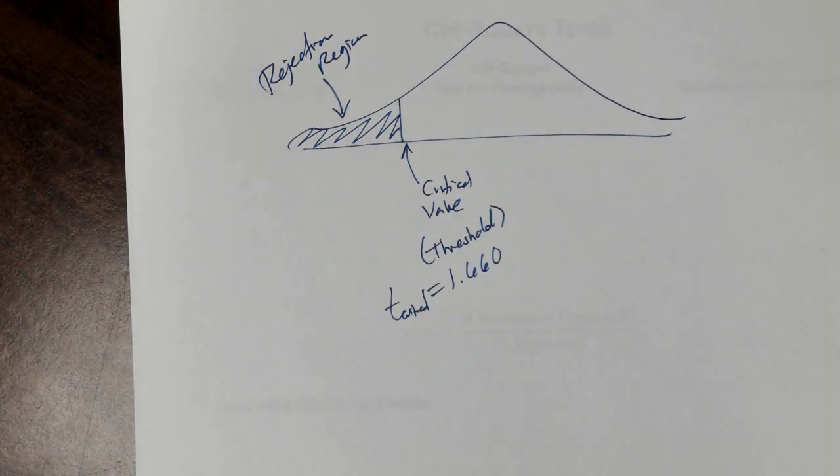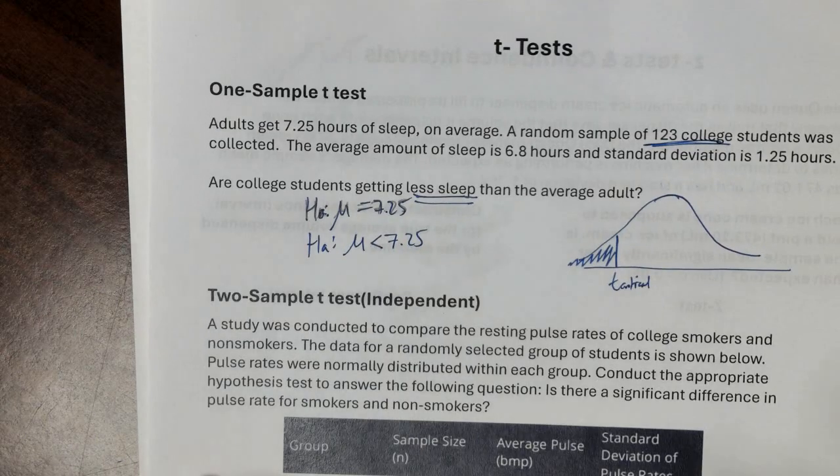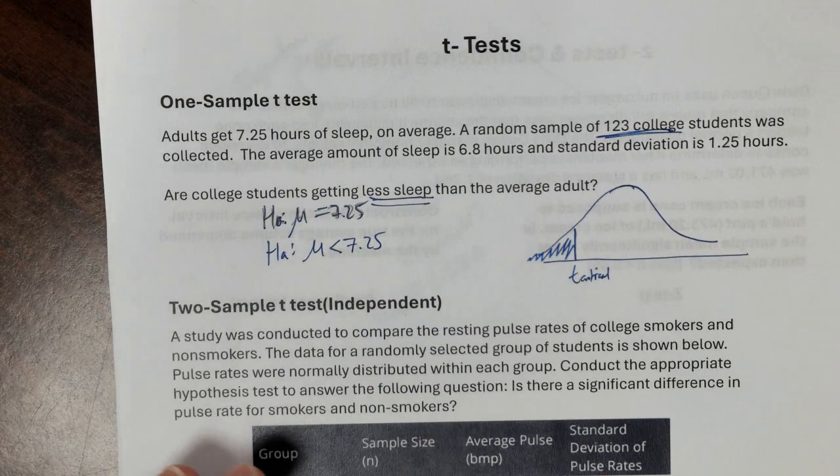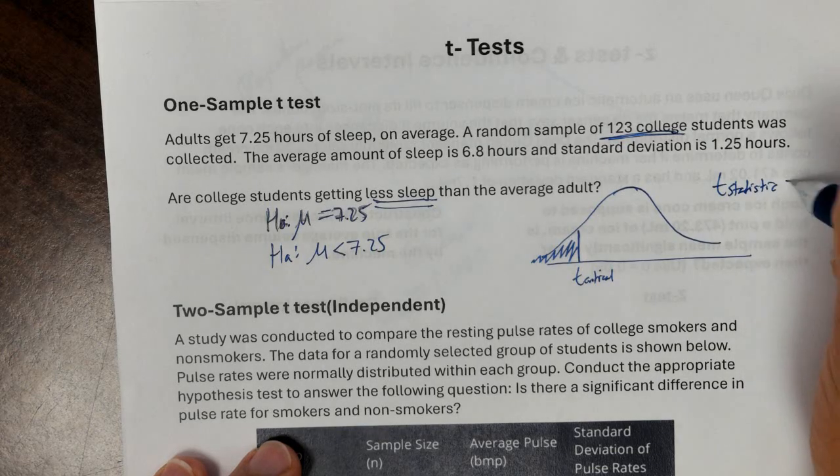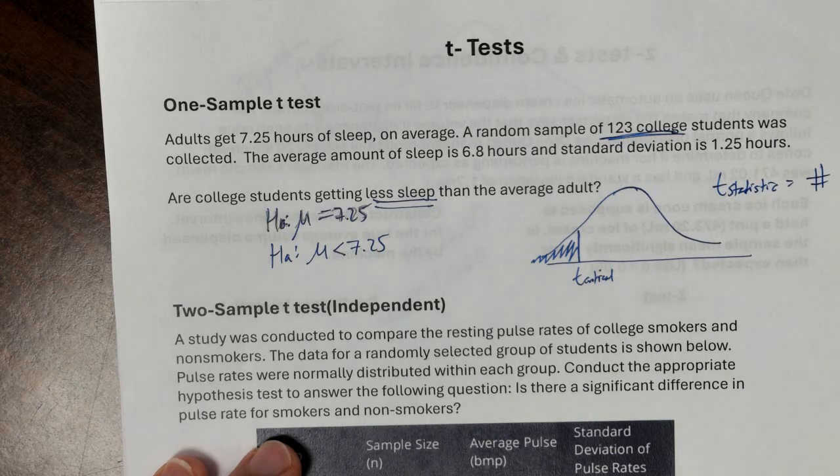And for this problem, we're going to calculate our own t statistic. When you calculate the statistic, we're going to compare that to our critical. And what are we hoping for, or what is it that we're trying to find? Evidence for what?